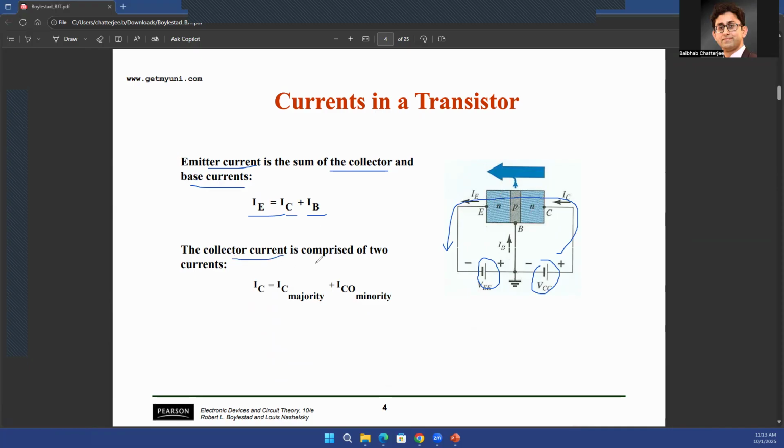And the collector current itself is comprised of two different currents. One you can call the majority carrier current, the current that is being created by the majority carriers, and the other is the amount of current that is being created by the minority carriers.